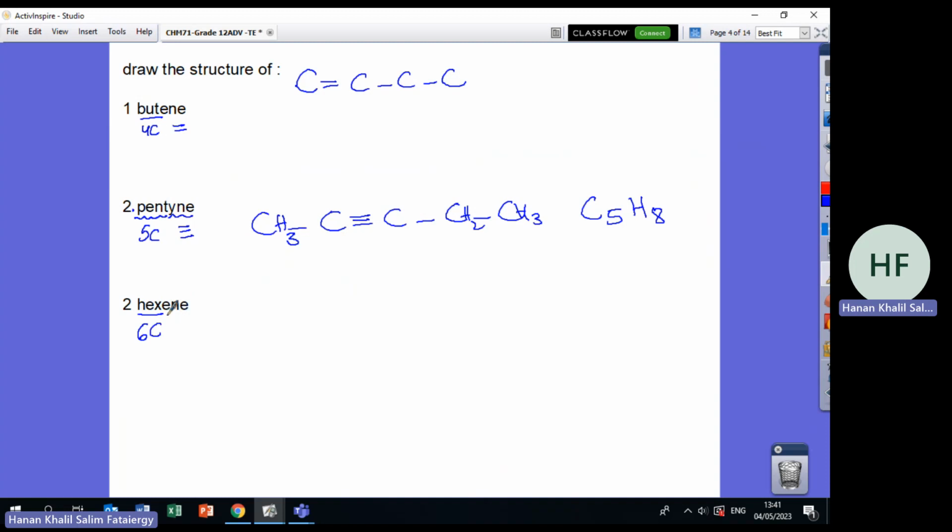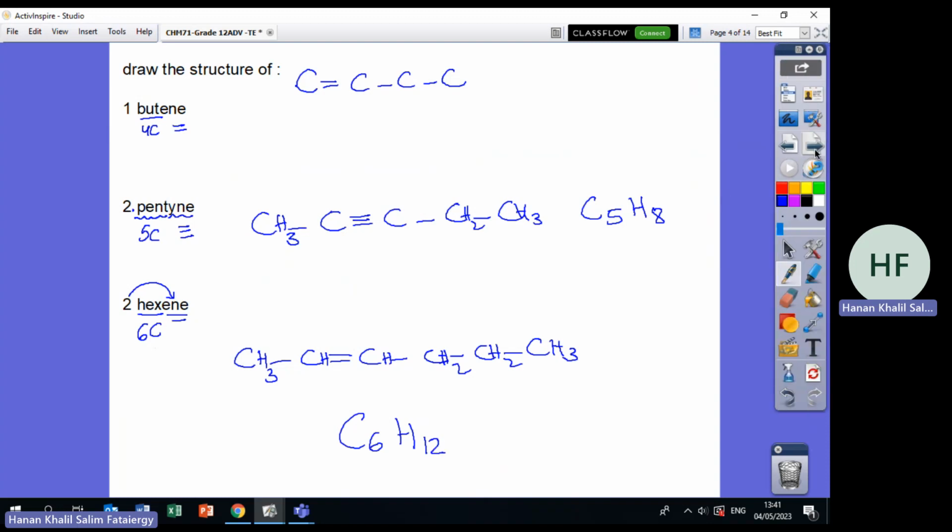Now 2-hexene. Hex means 6 carbons. En means double bond. And number 2 means my double bond is at the second carbon. So I will draw 6 carbons: 1, 2, 3, 4, 5, 6. Now the double bond is on the second carbon: 1, 2. My double bond is here. Now this is CH3, CH2, CH2, CH2, CH3. The formula is C6H12.